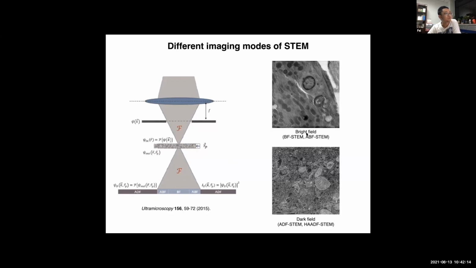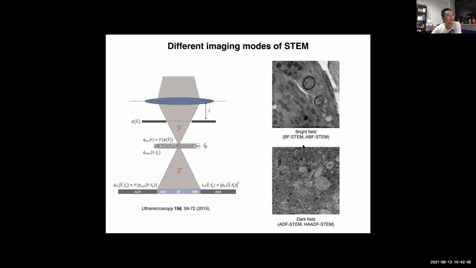One is called bright field STEM, the BF STEM or ABF STEM. It collects electrons within the convergence angle. So this is the bright field, and it can form a bright field image. And the second category is called dark field STEM. It collects electrons outside the convergence angle. So there are two kinds of technology called ADF STEM and HAADF STEM.